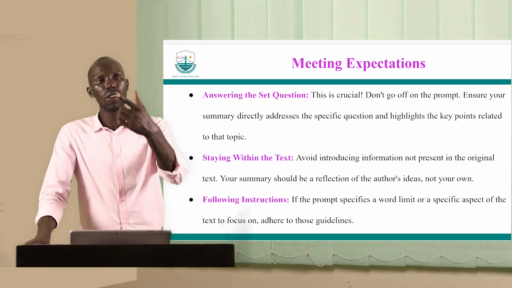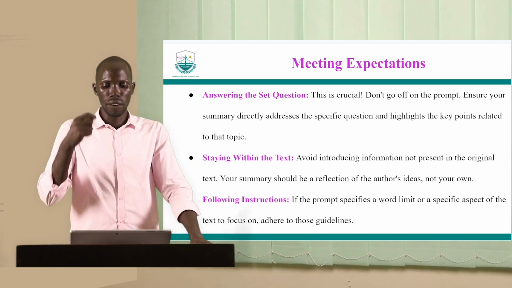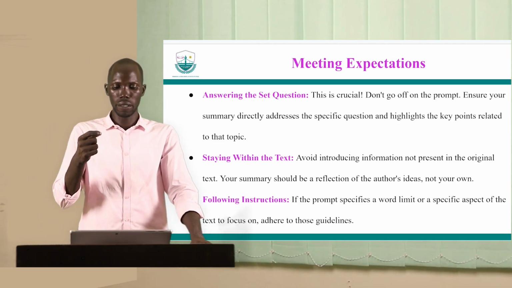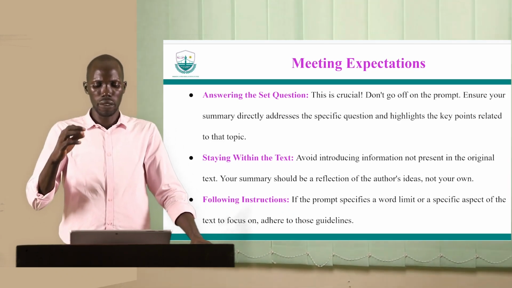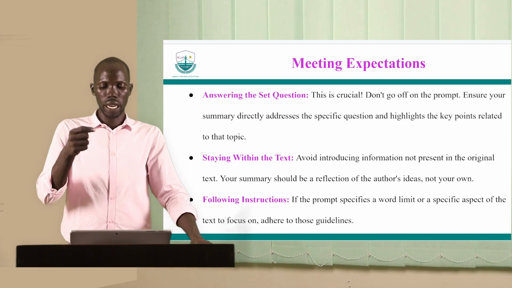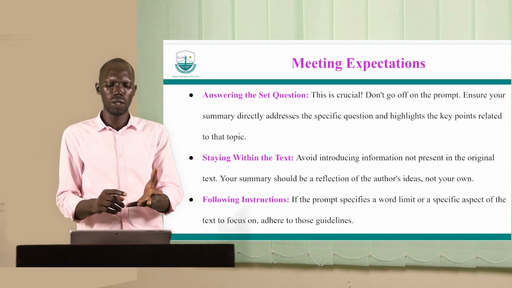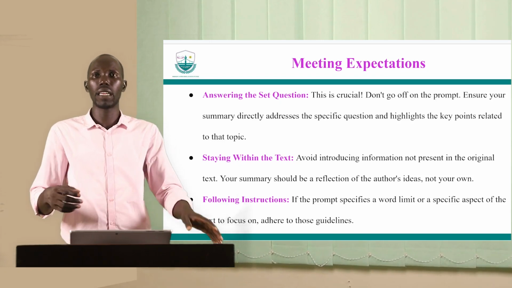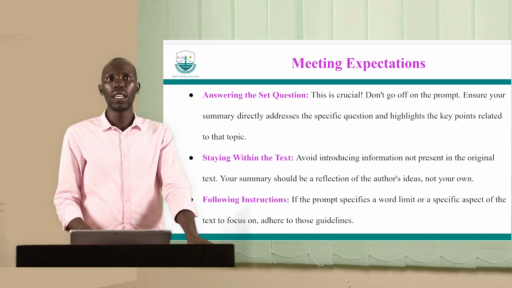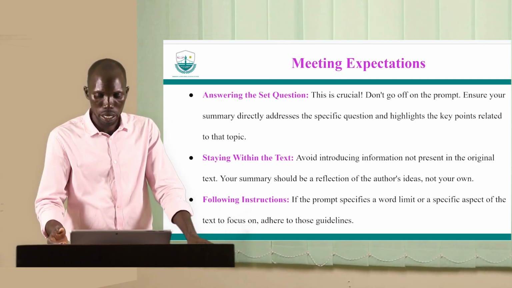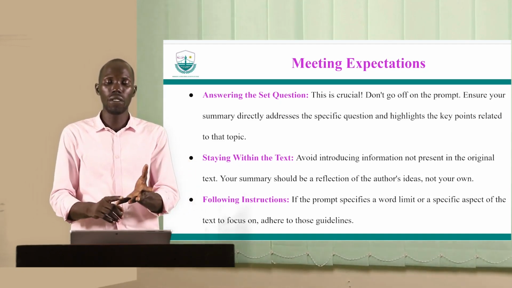And then you should also follow instructions. In addition to you staying within the text, follow instructions. If the prompt specifies a word limit or a specific aspect of the text to focus on, you should adhere to these guidelines. But if the text says write in about 60 words, you decide to write in about 30 words, you have failed. If it says write in about 100 words, you write in about 300 words, you have failed. Why? You have not followed instructions.